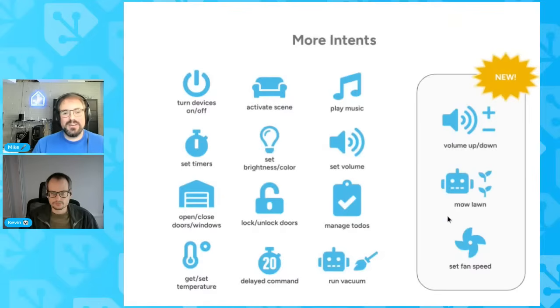The new ones are these. We've had setting the volume for a while, so you could say set volume to 50%, kind of an absolute value. But volume up and down is now relative volume, so you can say just turn the volume up, which for most media players I think defaults to a 10% bump. But you can also say turn up by 20% or something like that. So, simple quality of life things. Now we also have, in addition to being able to command the robot vacuums, the ability to command the robot mowers. Very simple. And then the ability to actually set a fan speed. You could turn fans on and off, but now you can say set fan speed to 50%.